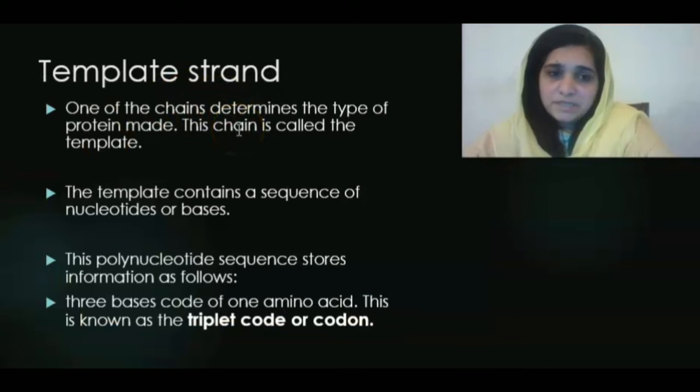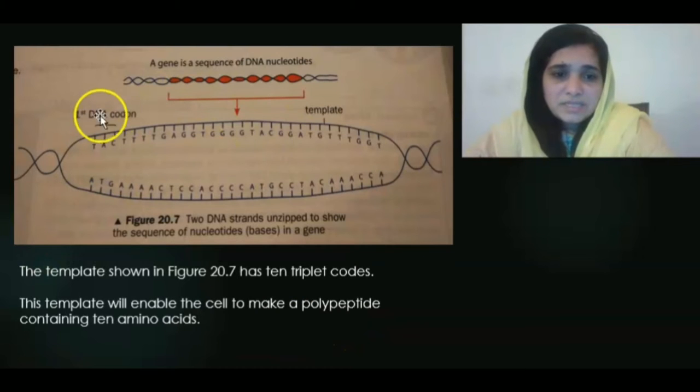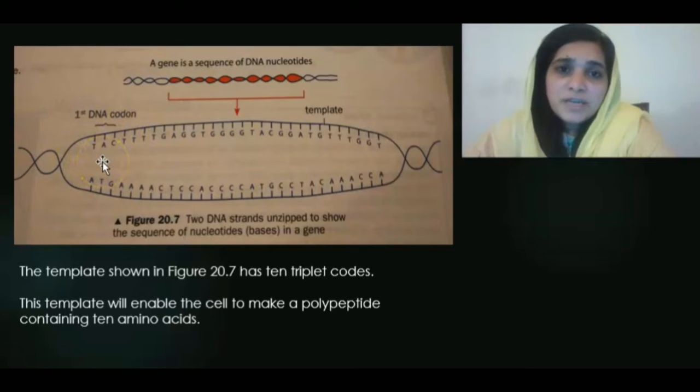So what is meant by template strand? One of the chains determines the type of protein made. This chain is called the template. The template contains a sequence of nucleotides or bases. This polynucleotide sequence stores information as follows: 3 bases code for 1 amino acid. This is known as triplet code or codon. You can see here that the 3 bases present here code for 1 amino acid. If 3 nitrogenous bases are present, they will make up 1 amino acid. So this is the template strand that is responsible for the formation of messenger RNA.